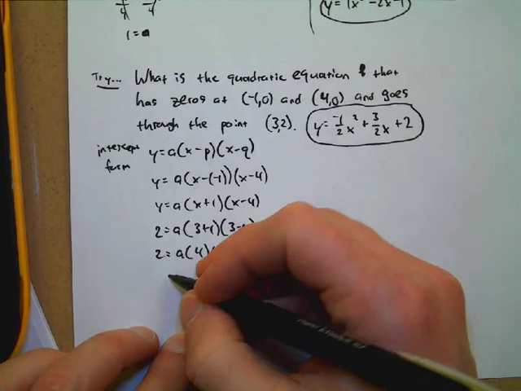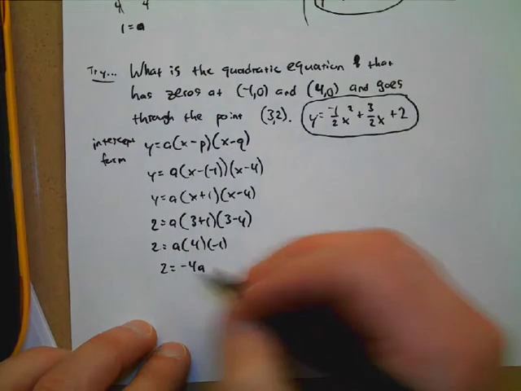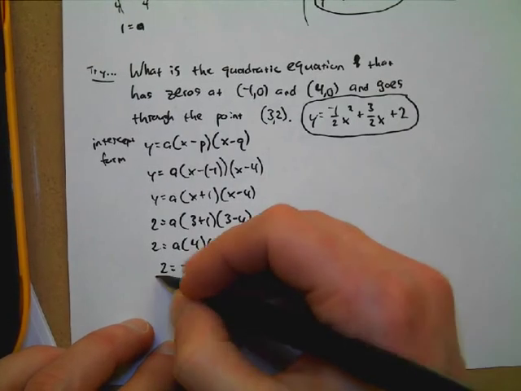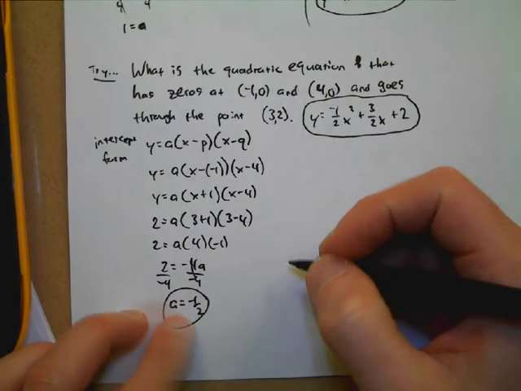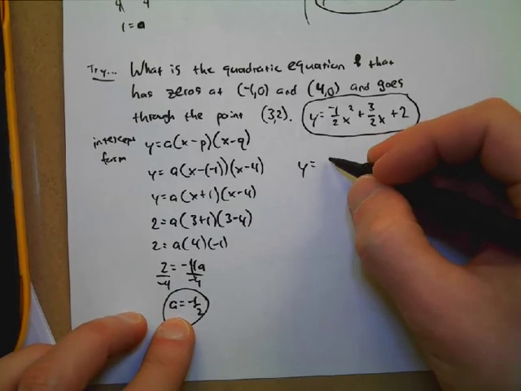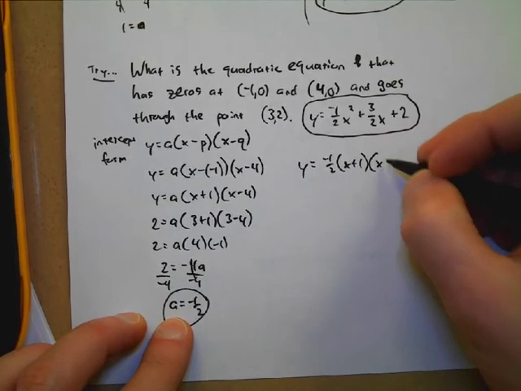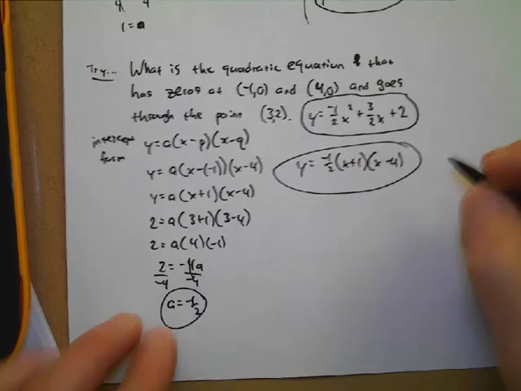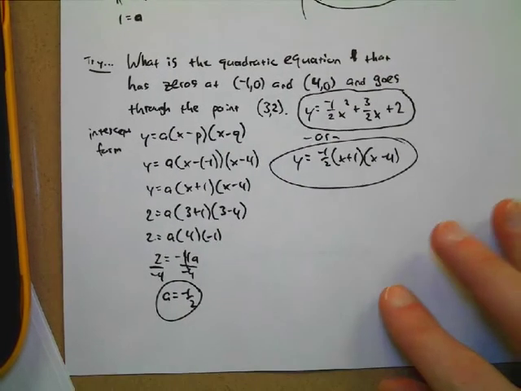So we end up with 2 equals -4a. And you just divide both sides by -4 and get a equals negative 1/2. And so then we could also have written this as negative 1/2 times x plus 1 times x minus 4. Okay. So either one of those is okay.